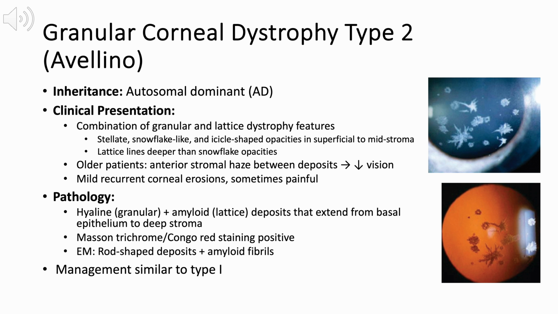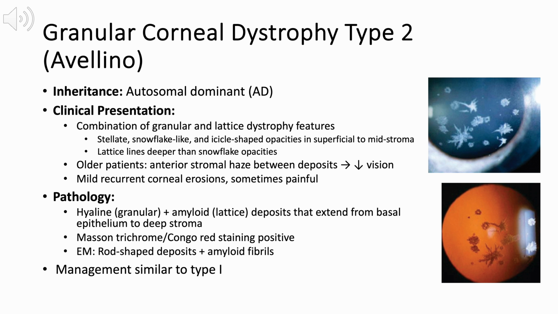In older patients, an anterior stromal haze develops between the deposits, which leads to reduced vision. Some individuals also experience mild recurrent corneal erosions, which can sometimes be painful. Pathologically, Avellino dystrophy is characterized by both hyaline deposits, typical of granular dystrophy, and amyloid deposits, typical of lattice dystrophy. These extend from the basal epithelium into the deep stroma and stain positively with Masson trichrome and Congo red.